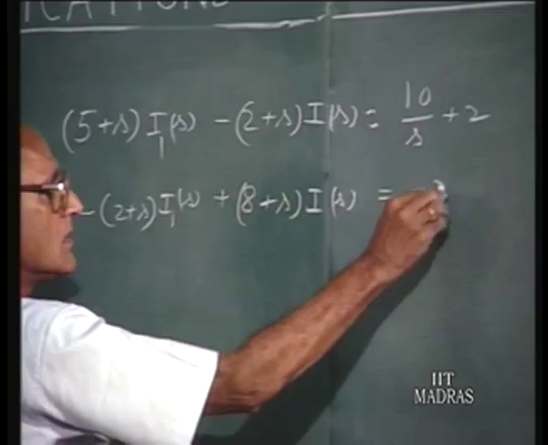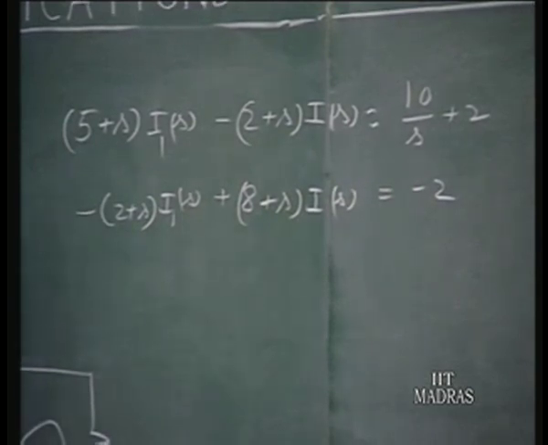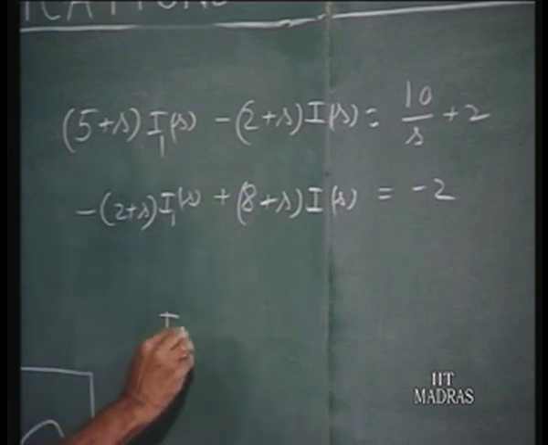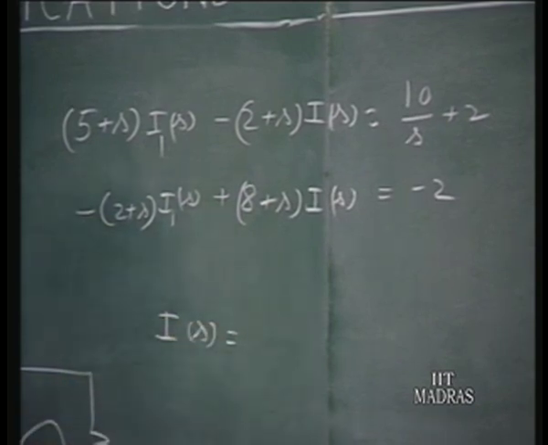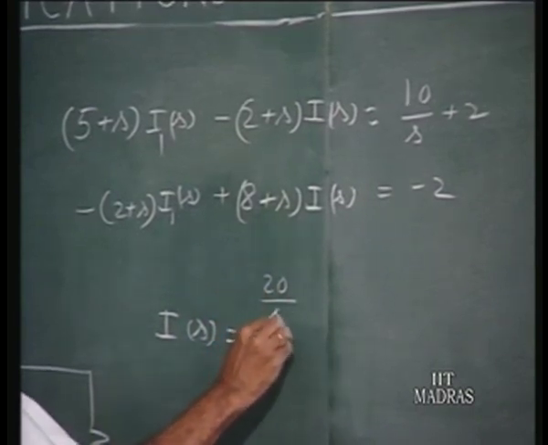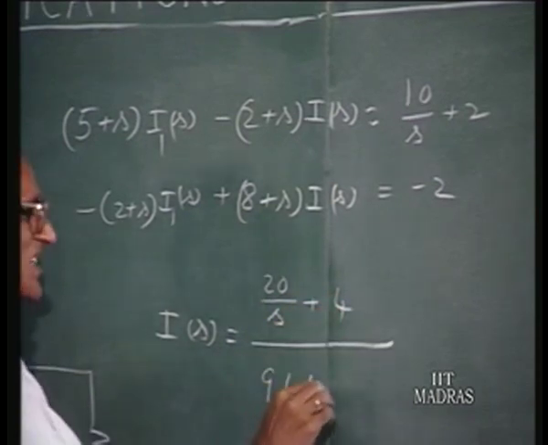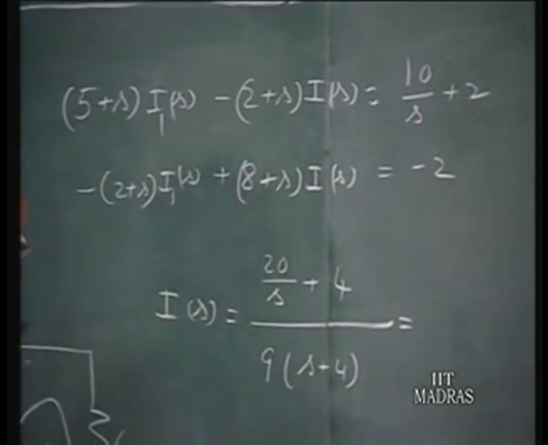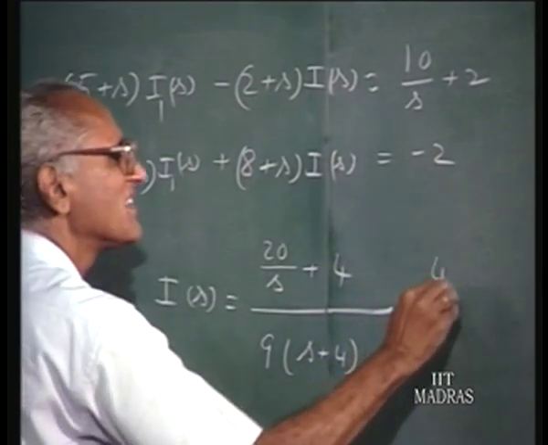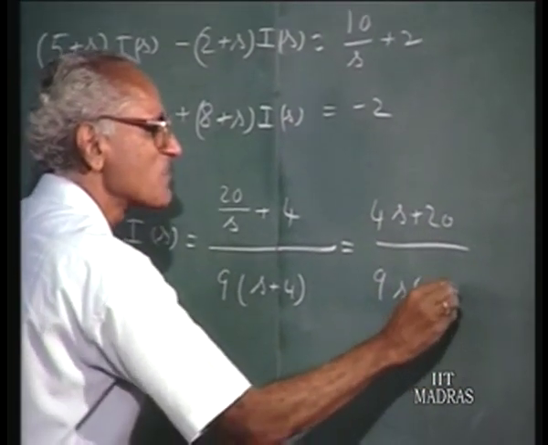So you have two algebraic equations involving I1 and I. You can solve for I(S) through elimination of I1 through determinants or whatever method you have, and you arrive at the expression for I(S) as 20 upon S plus 4, divided by 9 times S plus 4, and this can be written further as 4S plus 20 divided by 9S times S plus 4.